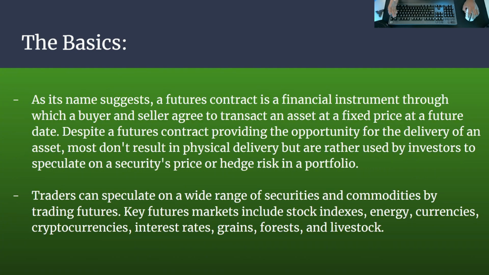As the name suggests, a futures contract is a financial instrument through which a buyer and a seller agree to transact an asset at a fixed price at a future date. So really, it's just a derivative. That's all it is. It's a derivative product where, for example, let's say you're trading the indices. You're not trading the actual asset. You're not owning anything, but rather you're betting on its future pricing. That's really all it is.